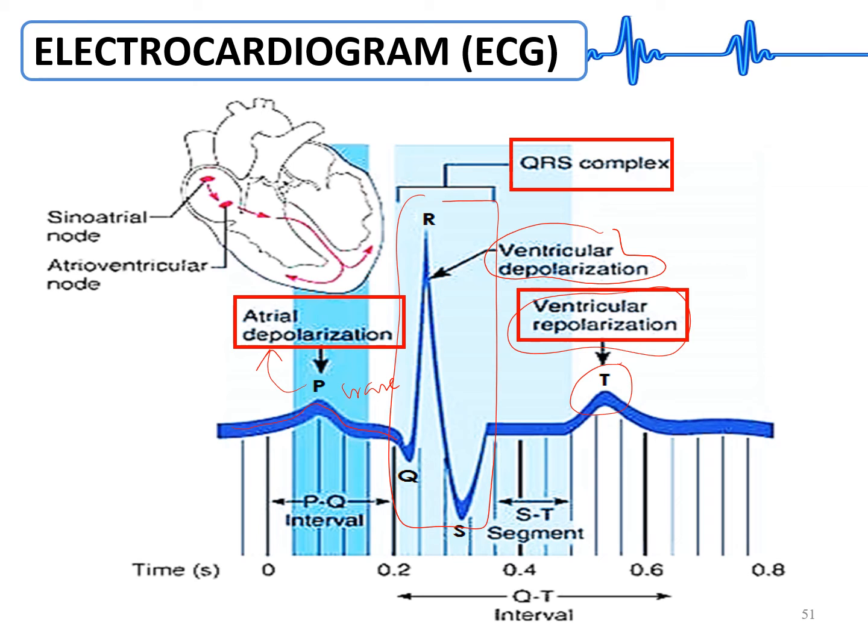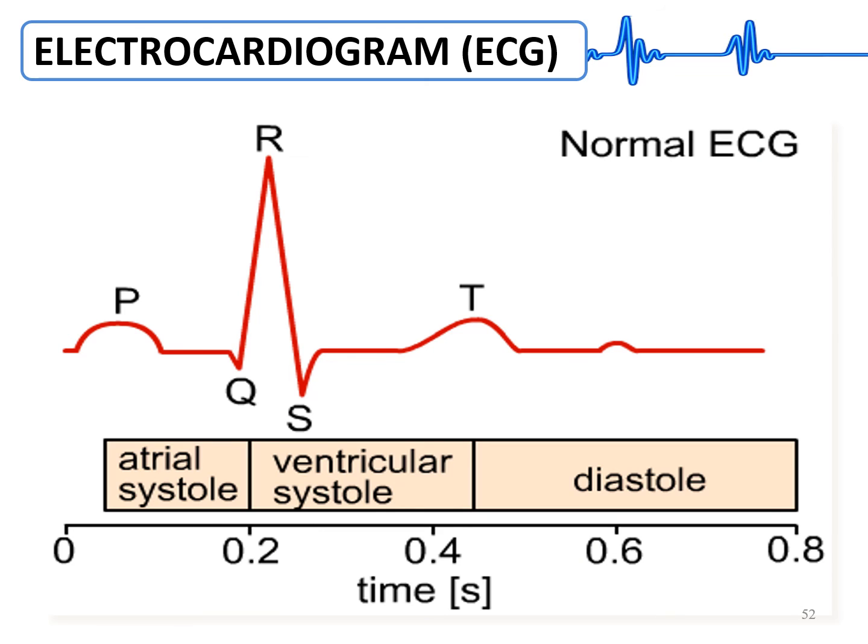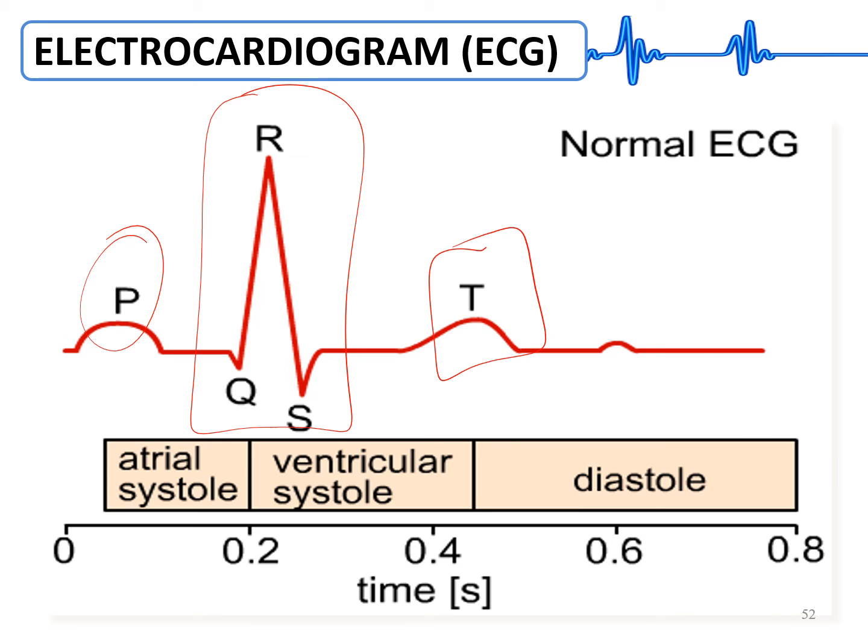So during atrial depolarization, it means that the atria contract. QRS complex, the ventricles contract. Ventricular systole. While the T wave is during ventricular and atrial diastole. Okay, so you have to know these three parts of the ECG and relate them with the cardiac cycle.